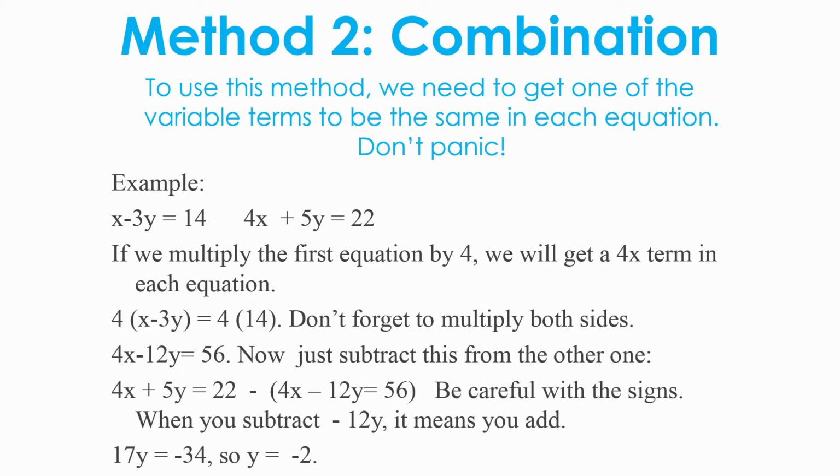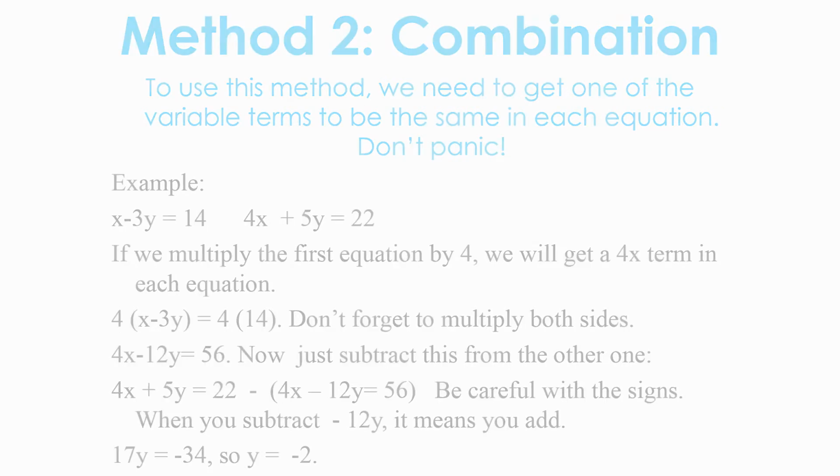4 times x minus 3y equals 4 times 14. Now don't forget to multiply on both sides of the equation. So 4x minus 12y, after we distribute, equals 56. Just subtract this equation from the other one. Here it is. Watch out now for the signs. When you subtract the negative 12y, it means you add 12y. So here's what it comes out to be. 17y equals negative 34, and y equals negative 2. Well, that's just what we got before.